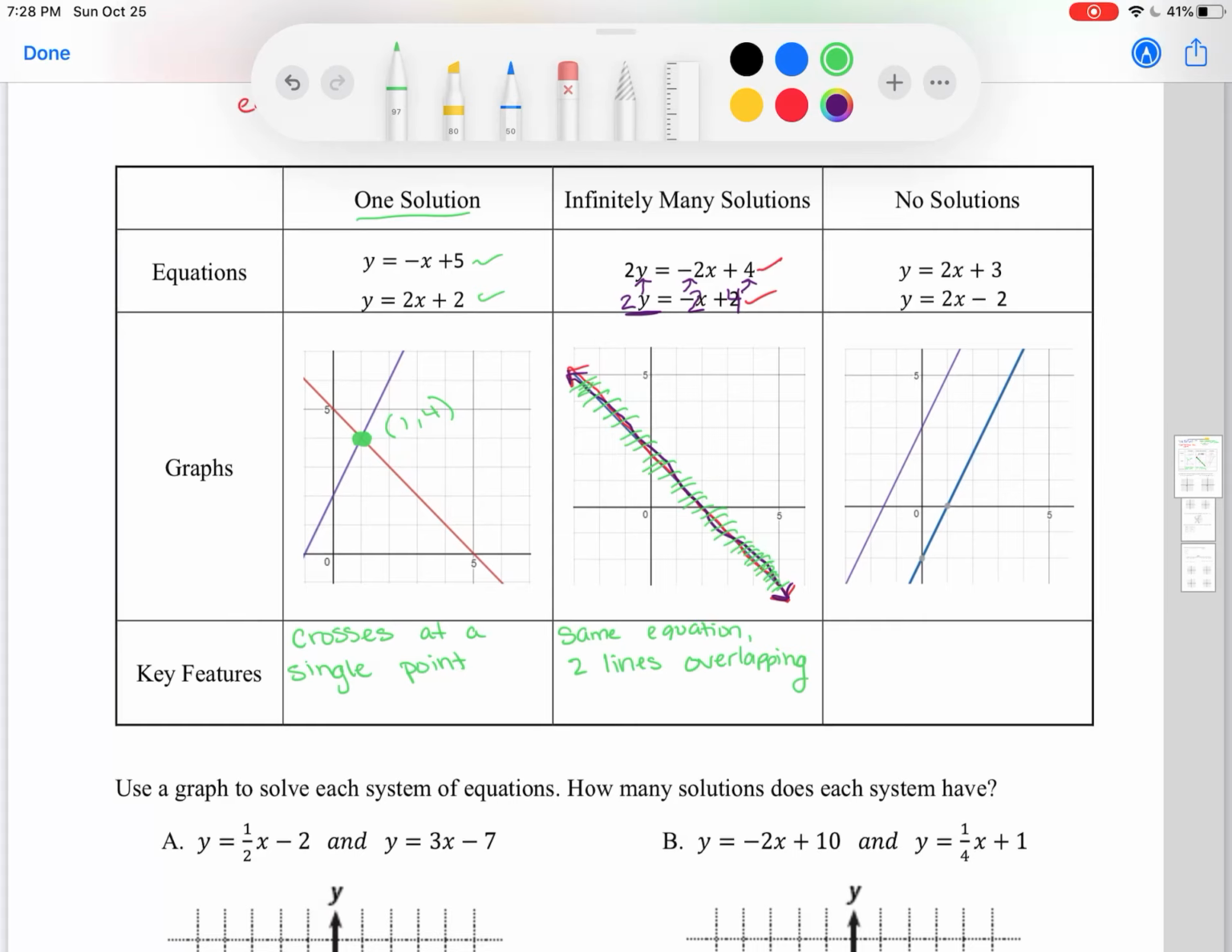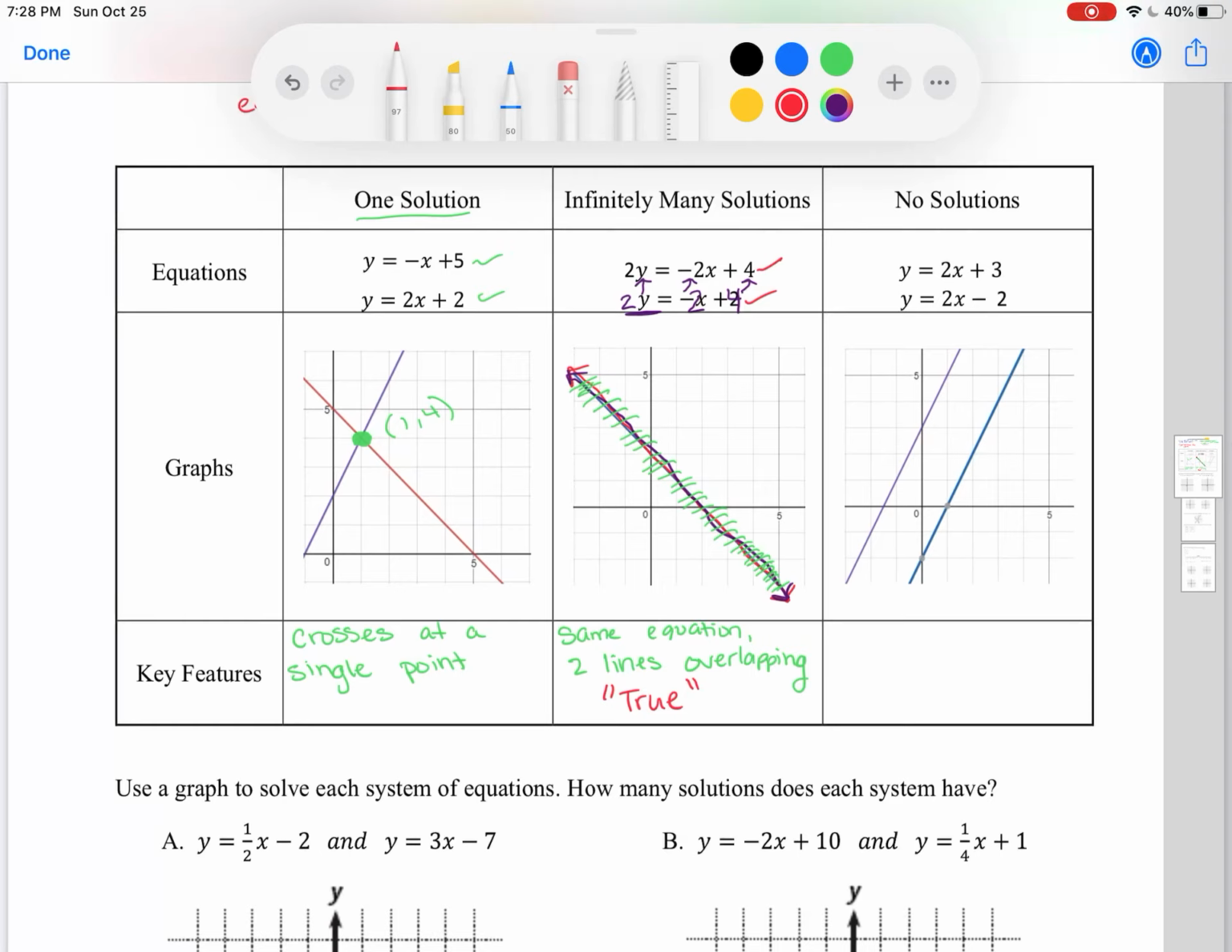If you ever see the same equation, including the slope, including the intercept, that are the exact same thing, you know that you are working with the exact same line. Therefore, they will have infinitely many solutions. They will cross each other infinitely many times. And last but not least is no solutions.